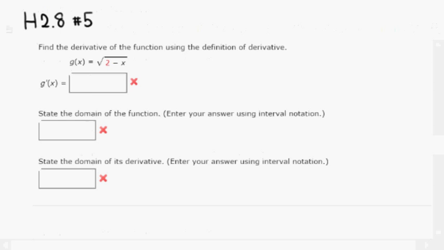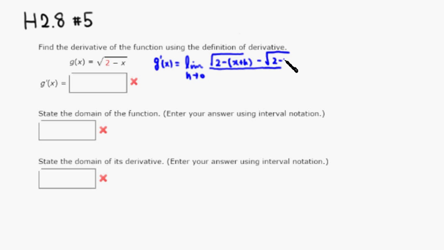Alright, so using the definition, g prime of x is equal to the limit as h approaches 0. Then you have g of x plus h. So every time you see x, we put x plus h. So square root of 2 minus x plus h, minus square root of 2 minus x. So that's just f of x, all over h. Right? Then we do the trick.